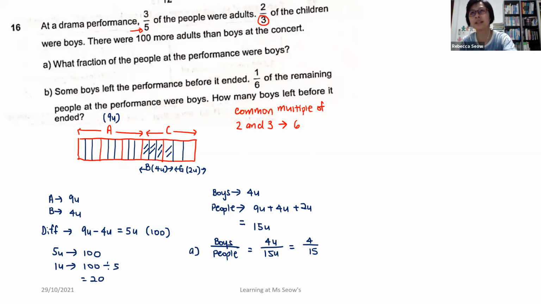Now, how about B? Let's take a look. Some boys left the performance before it ended. 1/6 of the remaining people at the performance were boys. If boys left the performance, we can conclude that since there is no mention of girls and adults leaving the concert, the number of girls and adults remain the same.